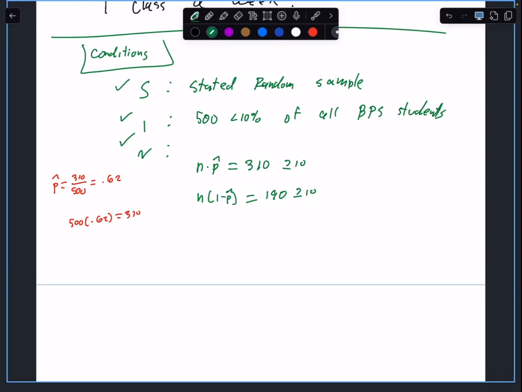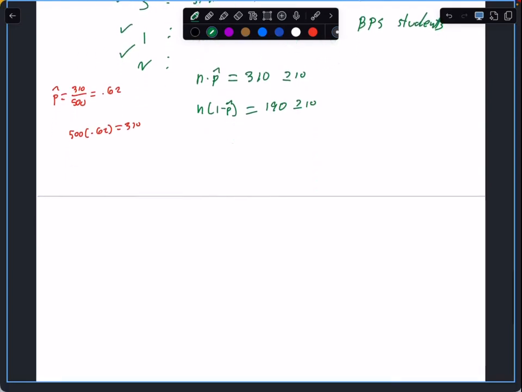Now, of course, from our prior units, we should understand that what we're saying by these conditions passing is that the sampling distribution of the sample proportions is approximately normal. Now, we're not going to worry about the mean and standard deviation of that model because we're going to let the calculator do the rest of the work for us, but that's what that means. All right, step 2. We're going to find the interval.